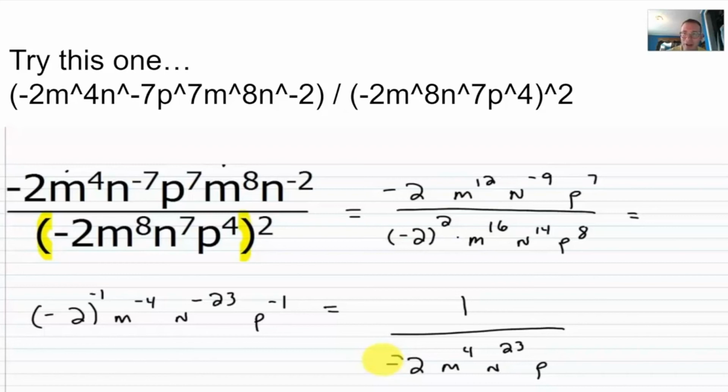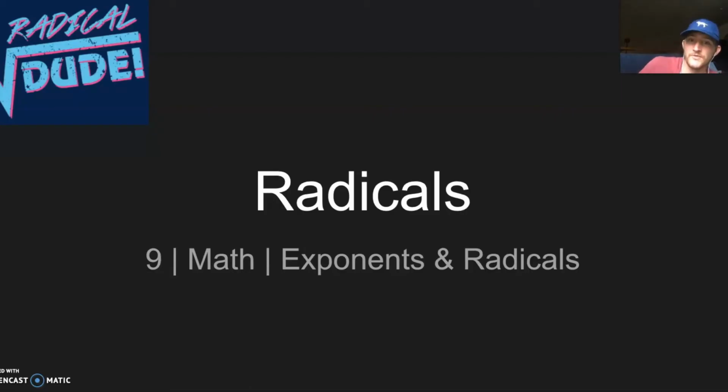Let's move on over into radicals, and Connor is going to give us our lecture about that. Alrighty, thank you, James, for discussing exponents and the various properties. Now we are going to flip to radicals.